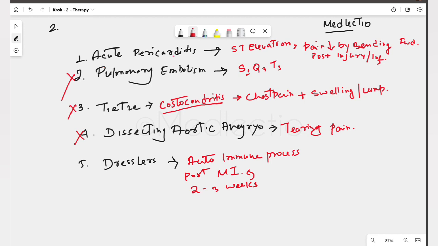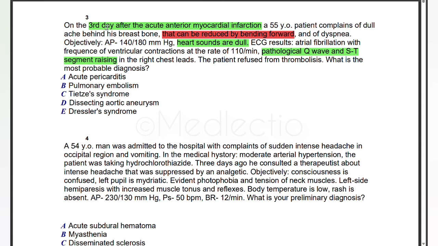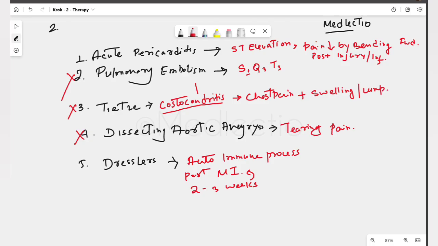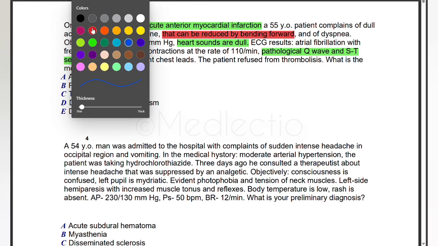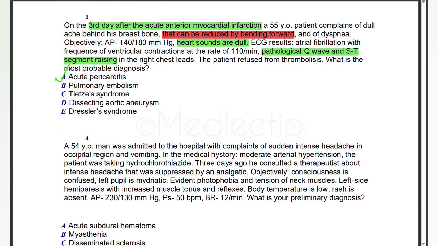Now we are left with acute pericarditis and Dressler. Here there is a history of post MI, and in Dressler also, but we need to see the time. It's the third day after the acute anterior myocardial infarction, but Dressler is an autoimmune process and takes approximately 2 to 3 weeks. So here also we exclude. The answer is acute pericarditis.